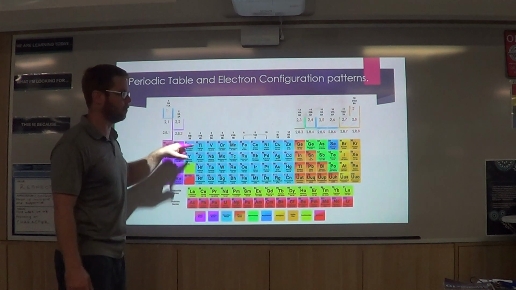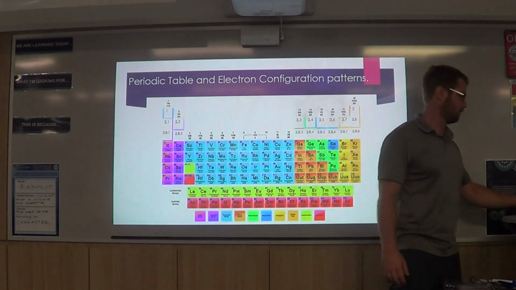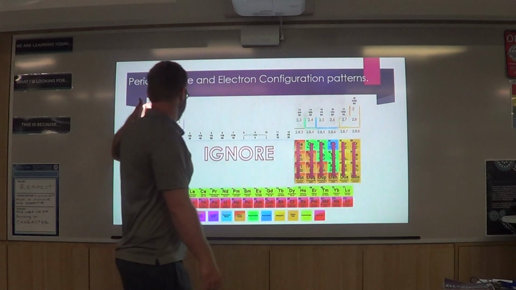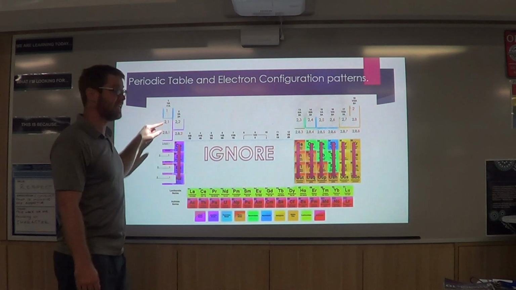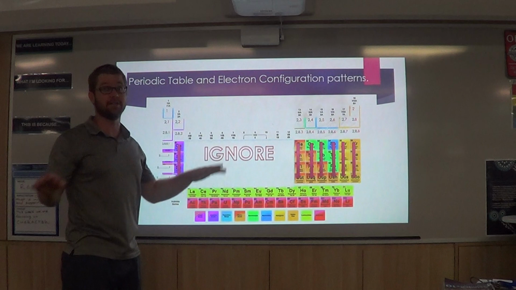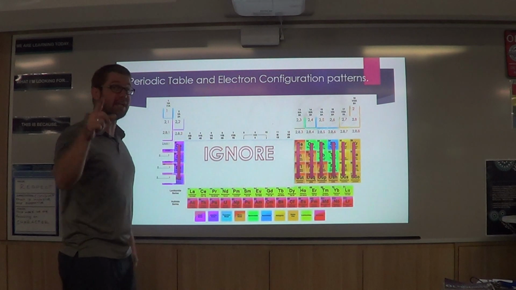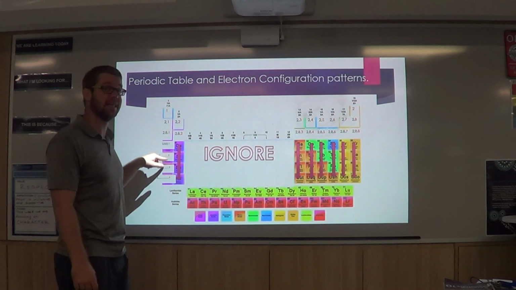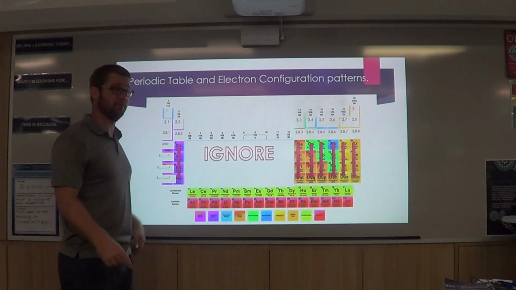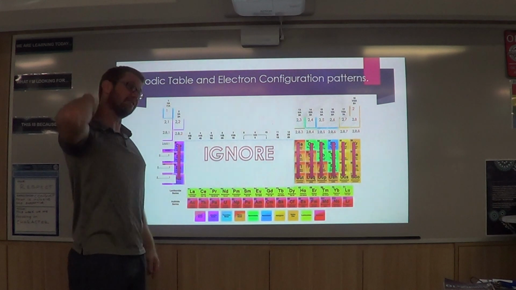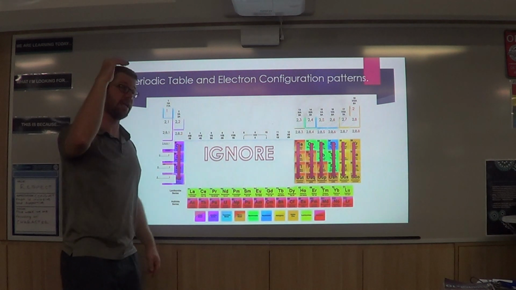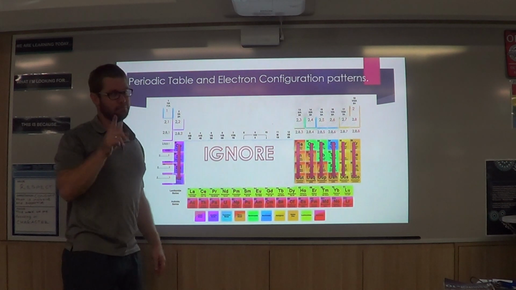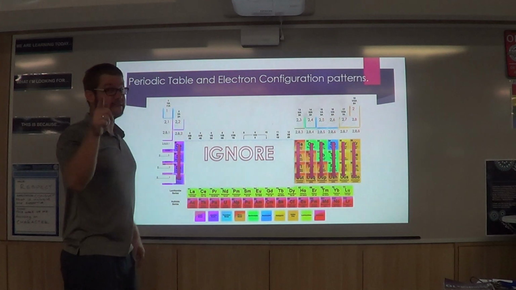Now, here's a hint. If you go all the way down through group 1, yes, they have all different numbers of electrons because they've all got different numbers of protons. But the thing that stays the same for all of these in group 1 is they all have one valence electron in the outermost shell. The outermost shell might be shell number 2 or 3 or 4 or 5 or 6, but they all have one in the outer shell. Pretty cool. Mendeleev didn't know this and he made it like this.